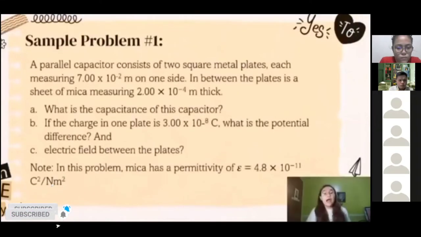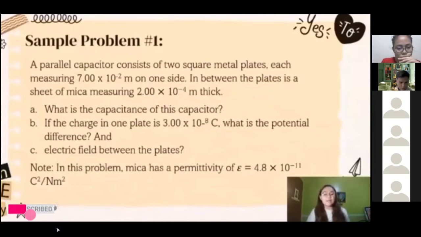Problem number 1. A parallel capacitor consists of two square metal plates, each measuring 7 times 10 to the power of negative 2 meter on one side. In between the plates is a sheet of mica measuring 2 times 10 to the power of negative 4 meter thick. A. What is the capacitance of this capacitor? B. If the charge in one plate is 3 times 10 to the power of negative 8 coulomb, what is the potential difference? And C. What is the electric field between the plates?